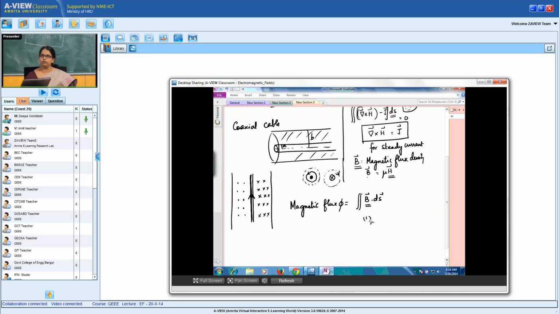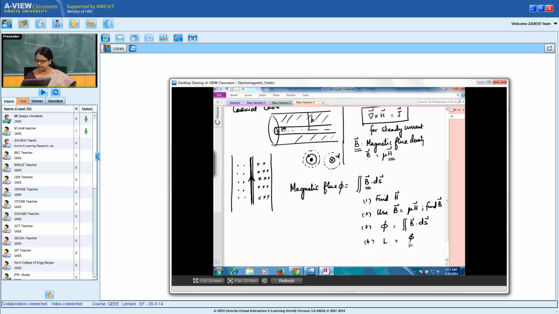Just like how we wrote down an algorithm to find the capacitance per unit of time, where we said let's find D first, electric field, electric flux density and charge and so on. Here the first step is to find H, then use B equal to mu H to find B, then find flux with this definition of magnetic flux, and then my inductance is flux per unit current. This is the plan.